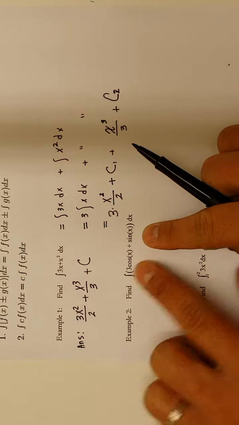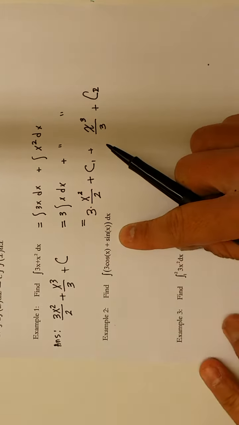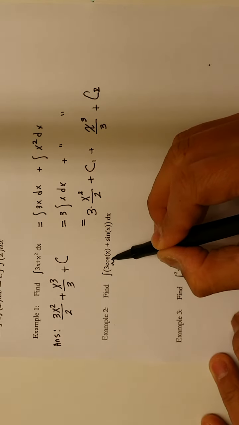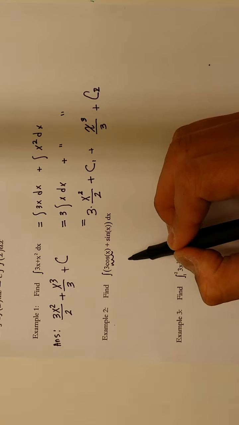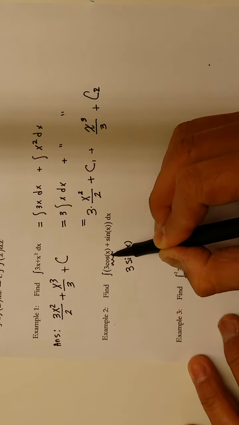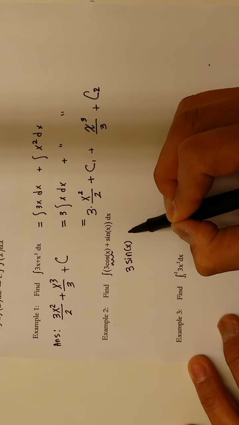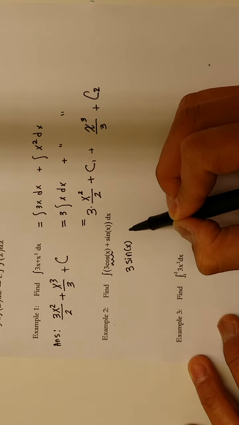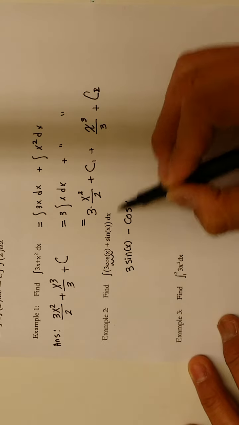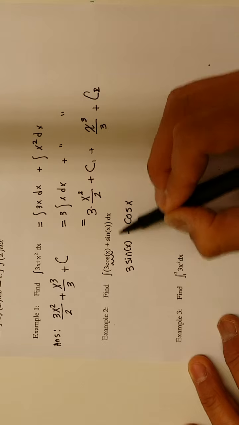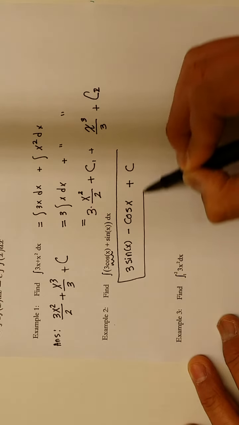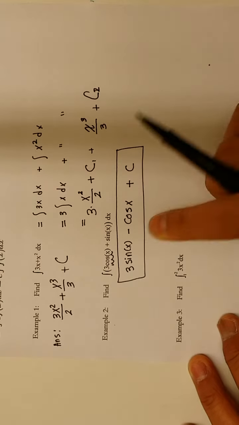Same thing over here. We would need to apply property number 1 and then property number 2. But then we can actually do them together. So the antiderivative of cosine is actually sine. So you go 3 sine of x. The antiderivative of sine is going to be cosine. Negative cosine of x. And then each one of these would have a c, but when you combine them together, there will be a new c. That is the antiderivative for that.